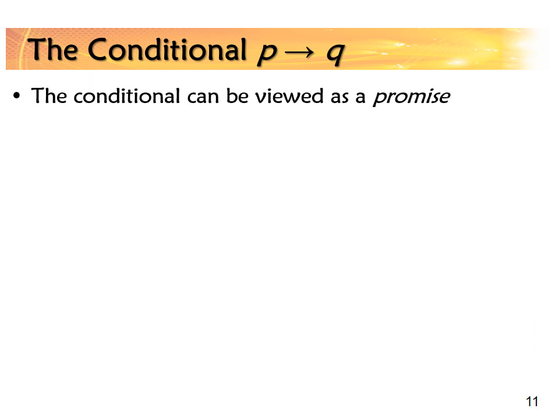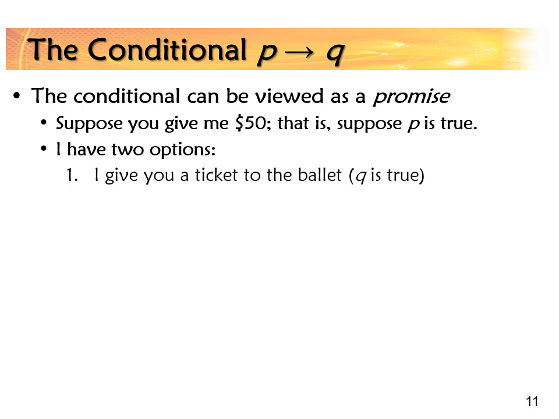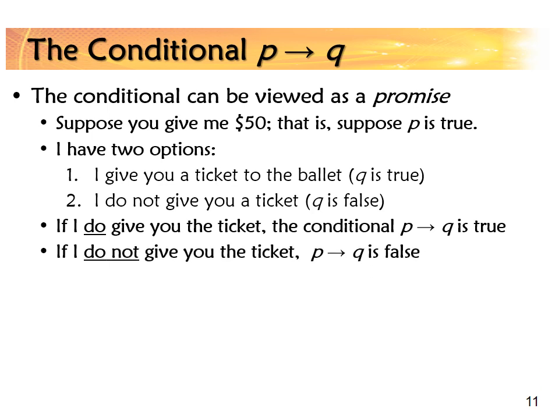So we can view this conditional as a promise. Suppose that you give me $50. That is, let's suppose that P is true. I can do 2 things. I can give you a ticket, which would make Q true, or I can not give you a ticket, which would make Q false. So when is the statement true? If I do give you the ticket, the conditional P then Q is true. If I don't, then P then Q is false.